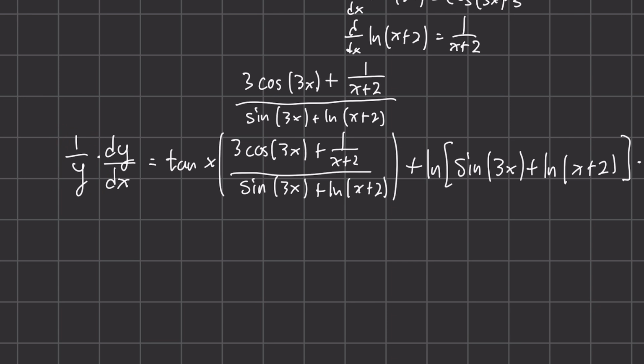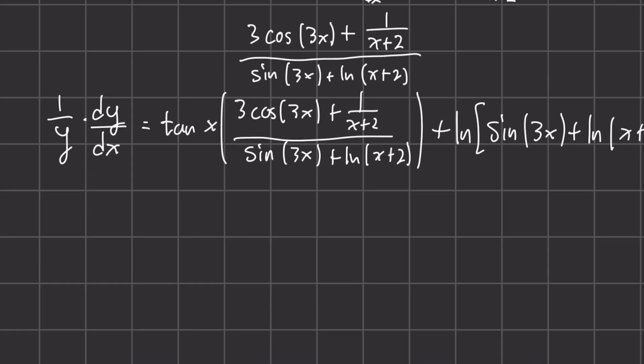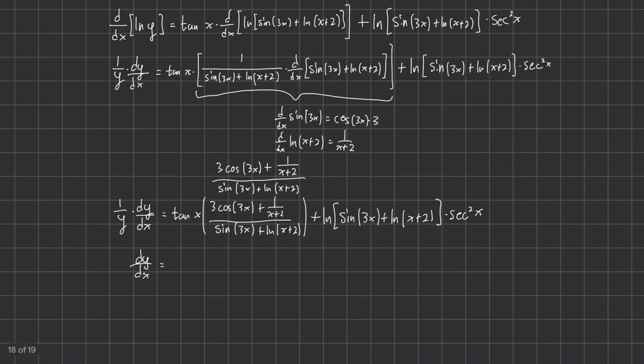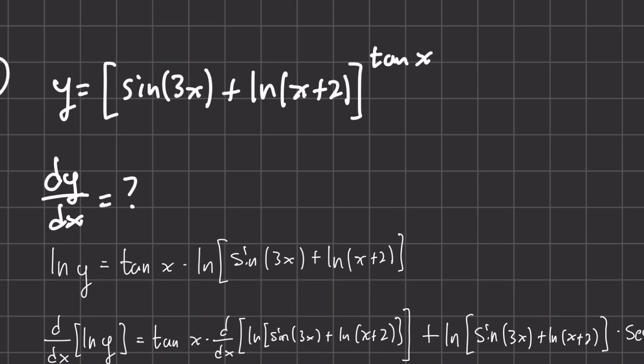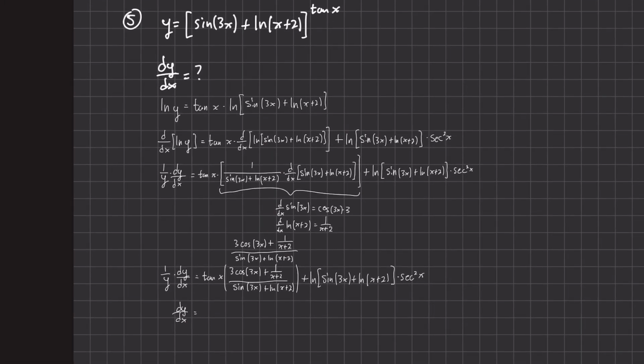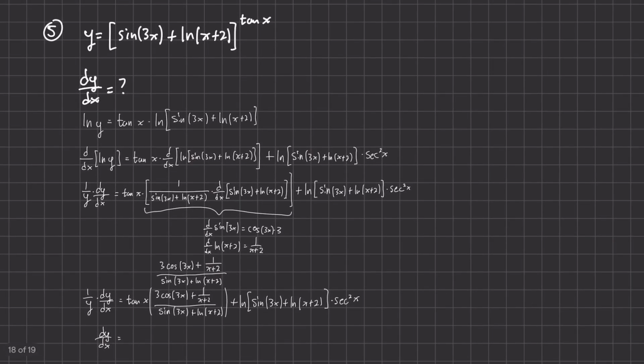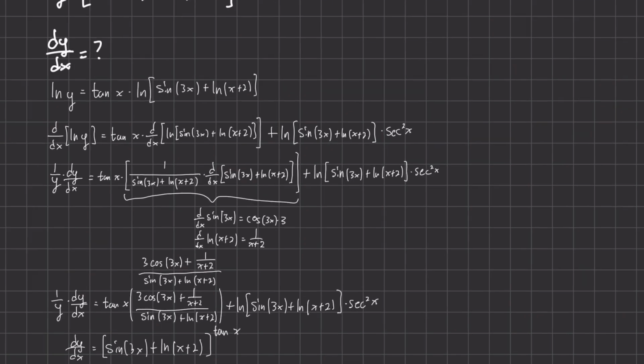And so the only thing to get rid of is the 1 over y. How can we get rid of that? We just multiply both sides by y. We can just write y, but you also notice that y is a defined function, so we must plug in that whole thing. So what we're going to be getting is sine 3x plus ln x plus 2, all to the power of tangent x.